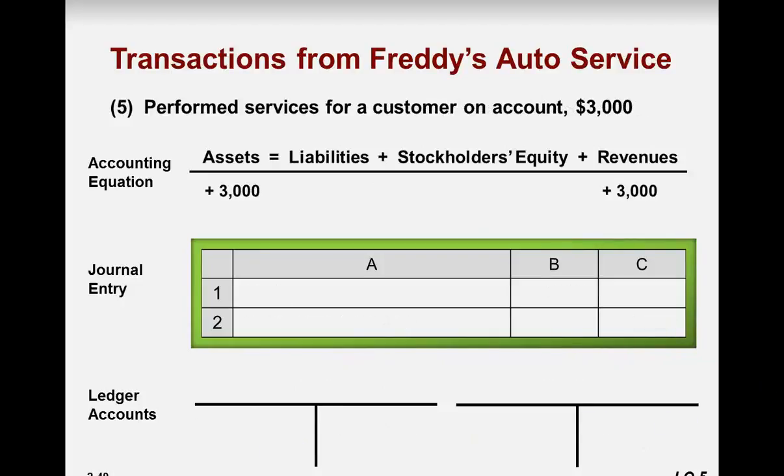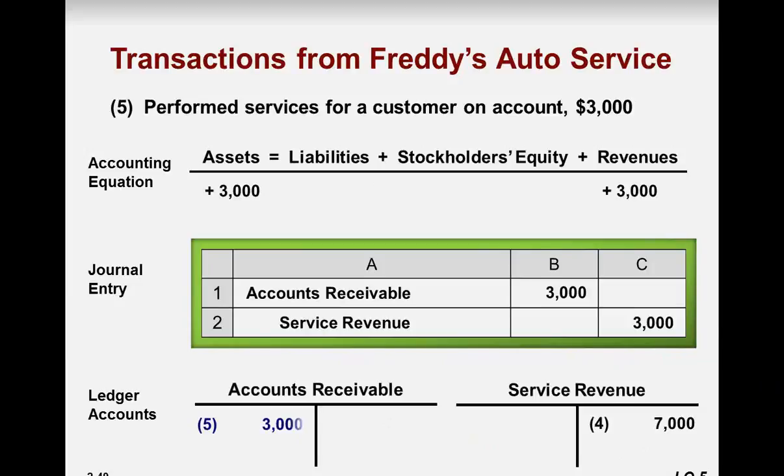We have our perform services on account. We have revenue and accounts receivable because we did not yet collect this cash. It's owed to us. That's why it's an accounts receivable. Accounts receivable are assets, increase on the debit side. We post this, transfer the balances. Keep noticing that we transfer these balances right down. Because accounts receivable was a debit, it goes on the debit side. Because service revenue was a credit, it goes on the credit side of the service revenue account.